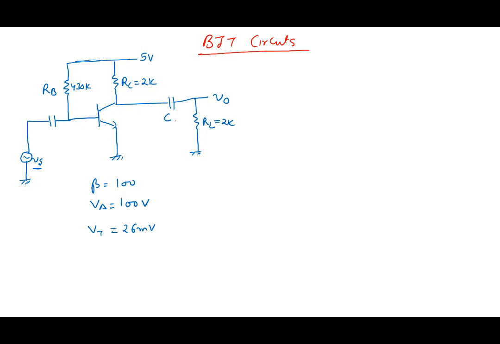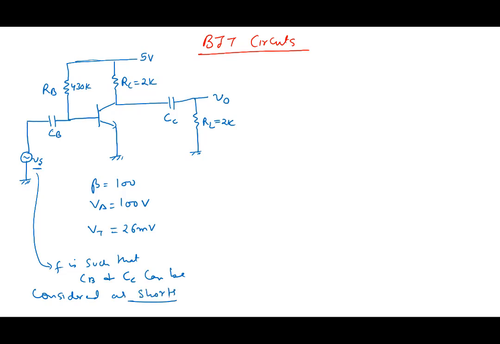Let's call this Cc here. Let's call this Cb here, and let us assume that the frequency f is such that Cb and Cc can be considered as shorts, right? So this is the circuit that we have.